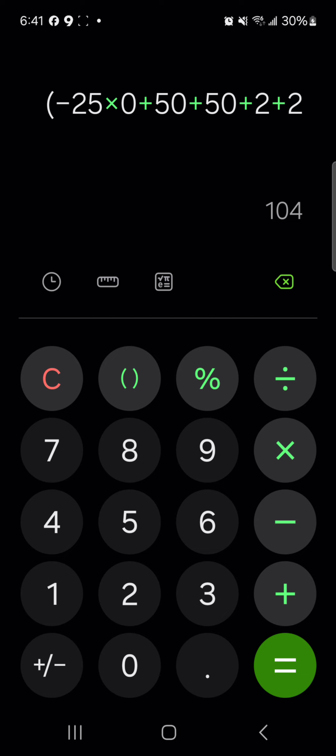So hopefully that clears it up. So the next time you see one of those viral problems, hopefully you'll better understand how to do those.